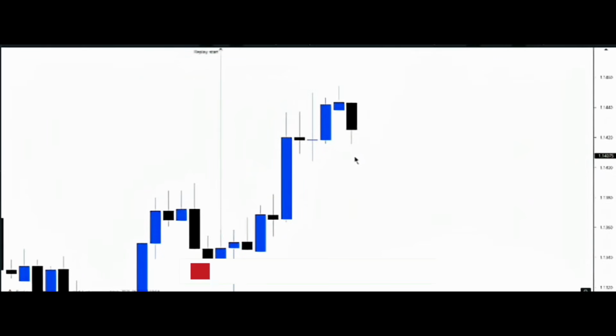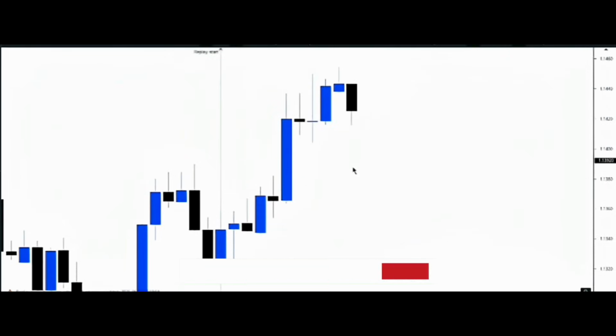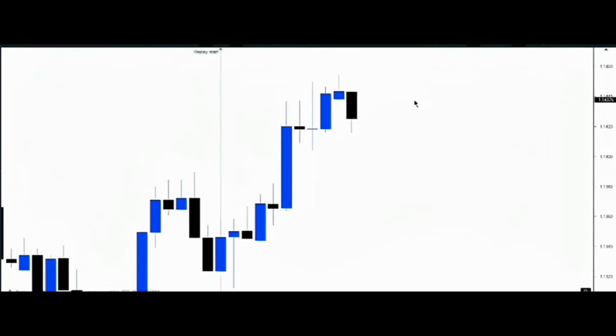Now here is another example. This is the bearish scenario. Even though we are clearly bullish here, as you can see, look at this bearish candle. I said use the candles to determine the direction of the market. Now look at this bearish candle, it has closed below this previous 4H candle.